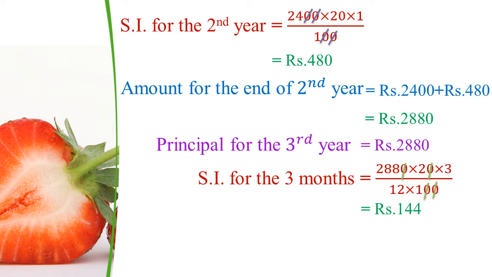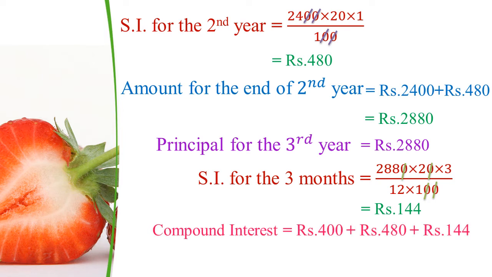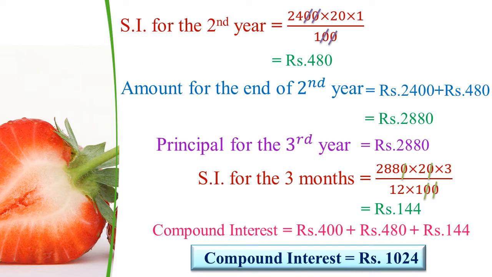Now we are going to find compound interest. Interest for the first year is rupees 400 and interest for the second year is rupees 480 and interest for 3 months is rupees 144. So, the compound interest is rupees 400 plus rupees 480 plus rupees 144. The compound interest is rupees 1024.